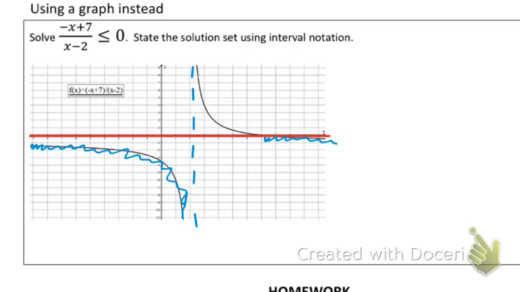So 2 can't be included in our solution set. So it's less than 0 from negative infinity all the way to 2, not including 2 because there is a vertical asymptote. And if you look where that red line crosses with our graph, that actually is 7 to infinity. And I do have to include 7 because there is an equal sign. So I do have to include any place there actually is a 0. If this would have been strictly less than, then we wouldn't have that bracket. But since it's less than or equal to, I do have to include that bracket, which is the exact same answer we came up with on our other example.